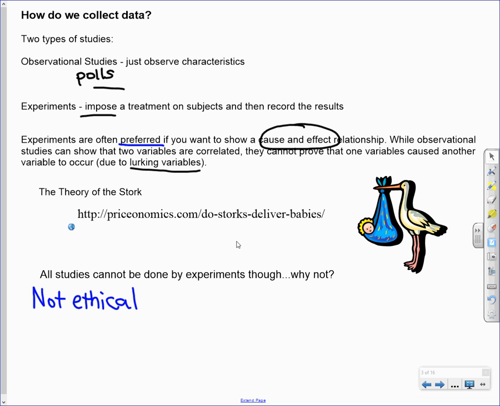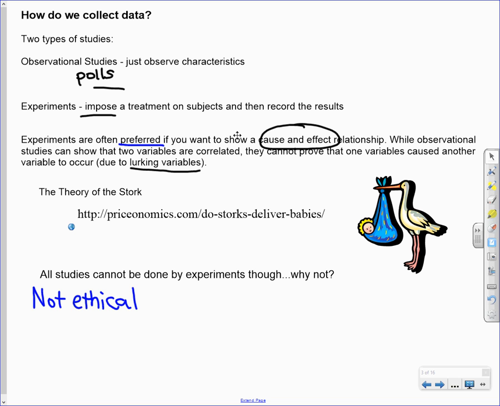So what I want you to think about with this is that if you hear that something is done with an observational study, okay, not an experiment, then you can definitely show that two things are related, but it might not mean that one caused the other to happen, okay? And we'll get more into that as we get into the rest of this chapter. But while we're talking about this, experiments would be preferred, right? Because then we can show that one thing caused the other. However, not all studies can be done with experiments.